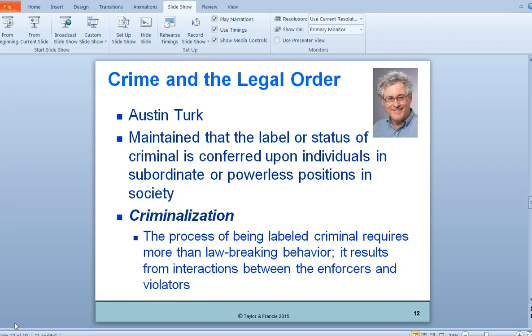And as we move along the time continuum, we move into what is considered the radical era, which was the 1960s and 70s. Austin Turk, he maintained that the label or status of a criminal is put on individuals in subordinate or powerless positions in society. So he's looking at criminal and class.